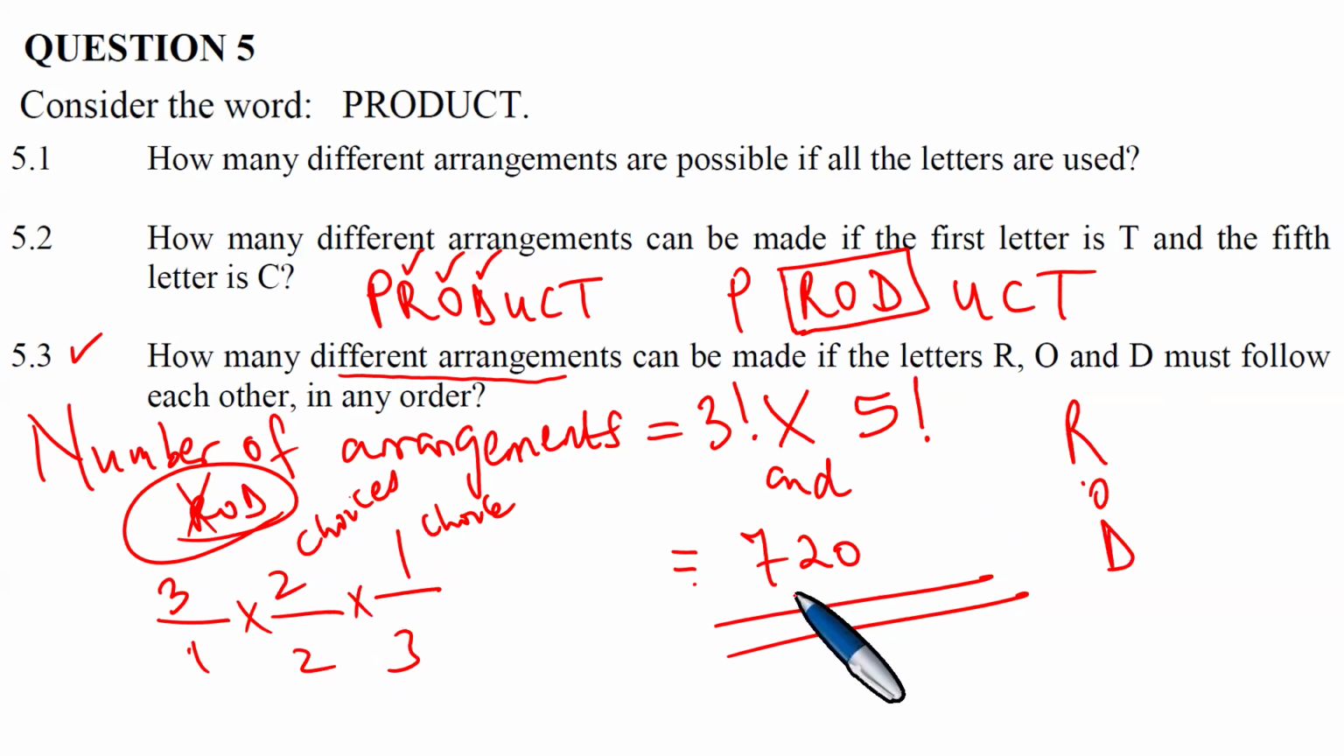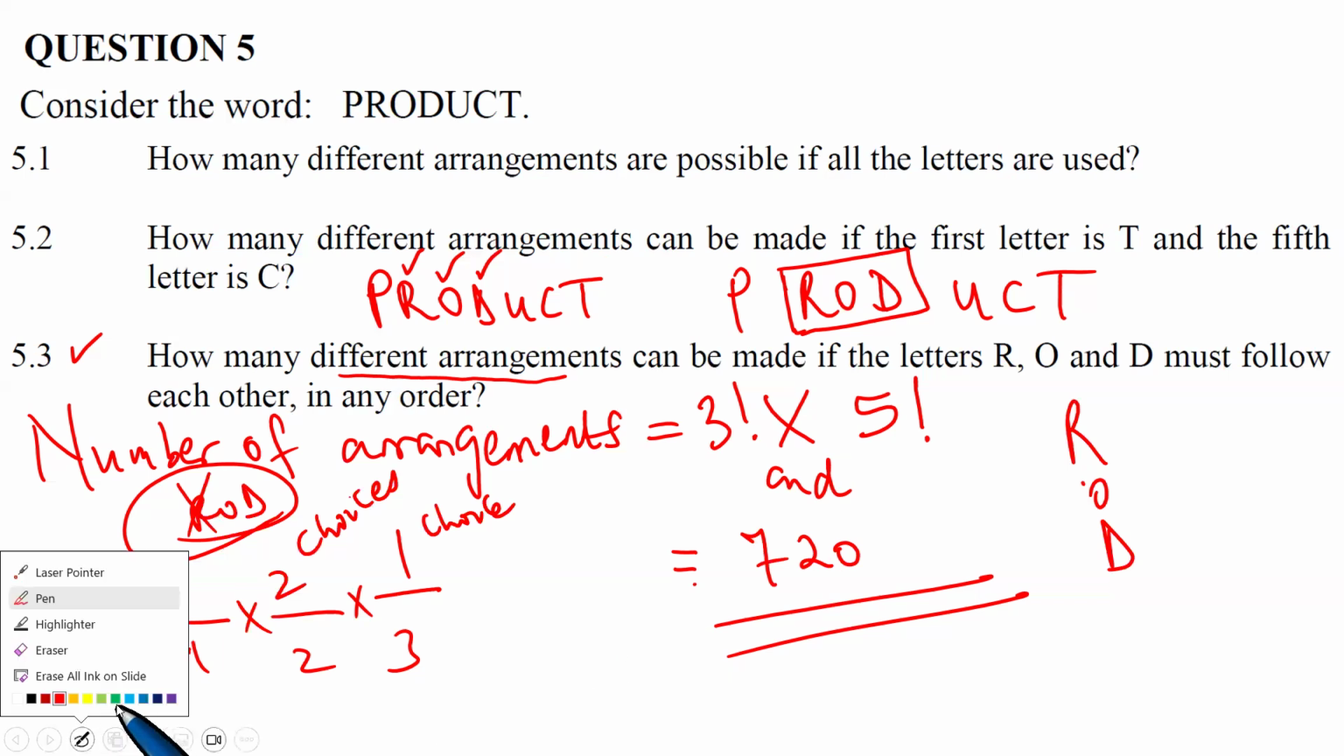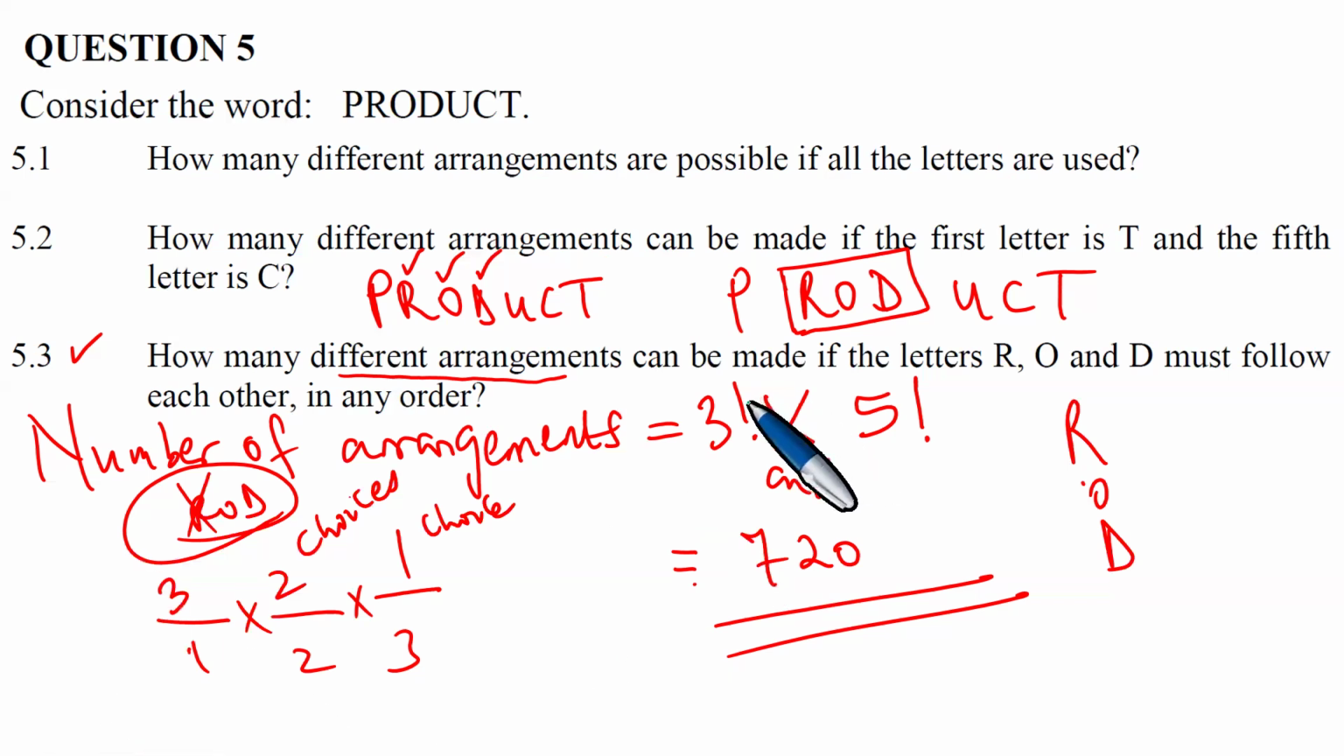And therefore we have 720. Right, so what exactly do they mark in this one, in the marking center? They give the mark for 3 factorial. They give the mark for 5 factorial. And they give the mark for the multiplication. So that this one be given 3 marks. Simultaneously, if you write the 720, obviously, which is the best.